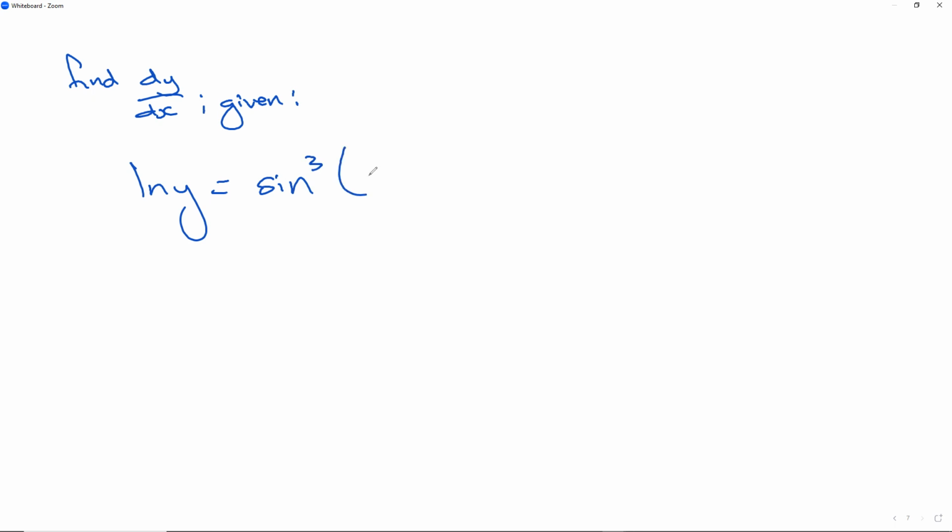All right, the next one. Find dy/dx given ln y equals sine to the power of 3x plus 4. All right, try this one. See if you can try it first, and then we'll go through it.